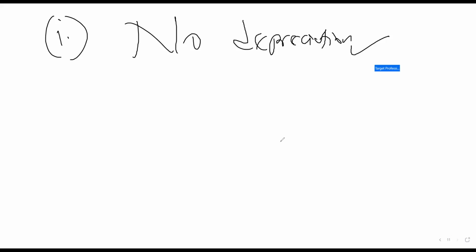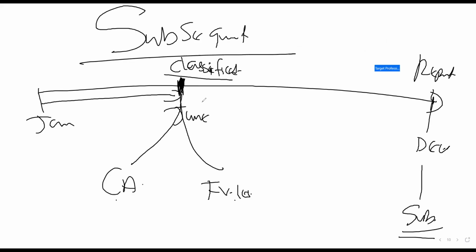That is all what the standard says. So no depreciation. You cease charging depreciation. So once you classify here, from here to here, no depreciation. No what? Depreciation. We don't depreciate assets classified as held for sale.